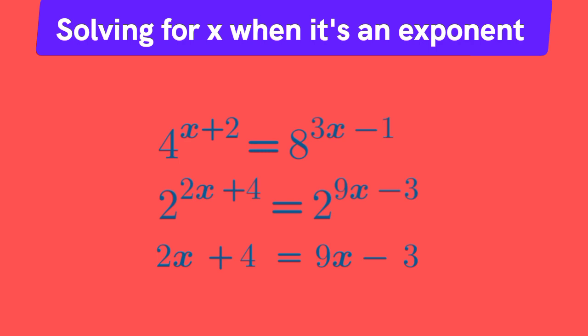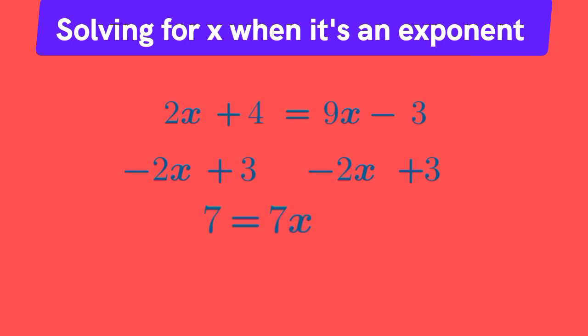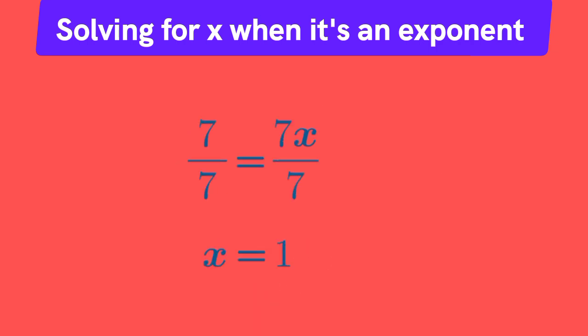So collecting like terms, we're going to add positive 3 to both sides of the equation. On the right-hand side, negative 3 will cancel positive 3. And then again, we add negative 2x to both sides of the equation. On the left-hand side, 2x will cancel negative 2x. And simply we have 7 equals 7x. And then dividing both sides by 7, we have that the value of x is equal to 1.